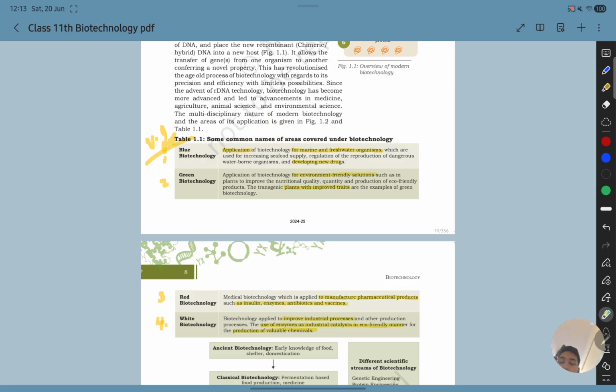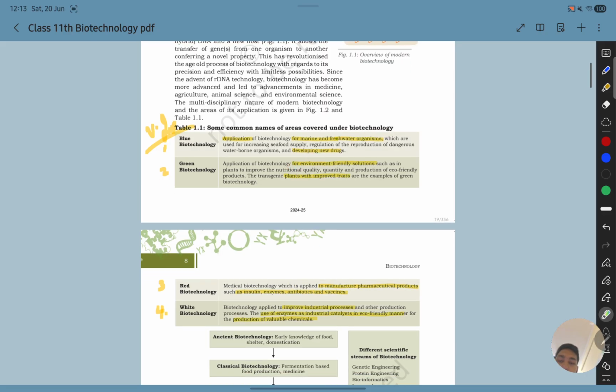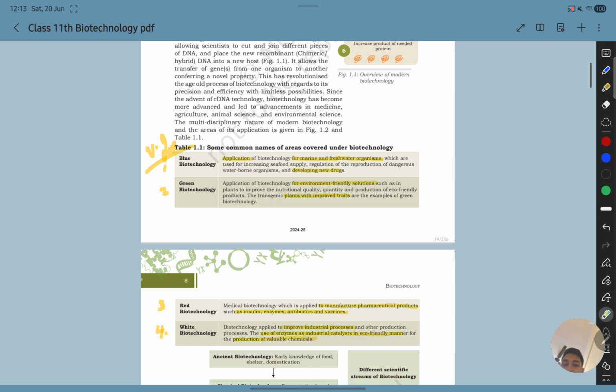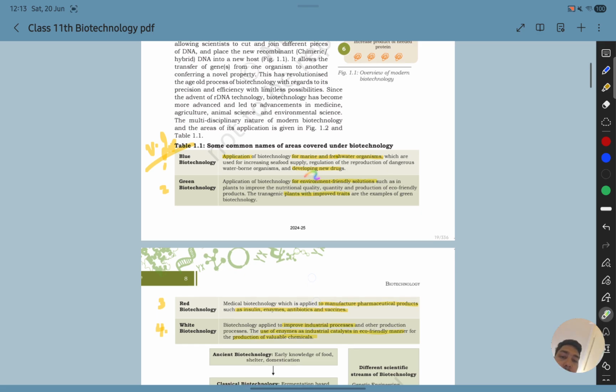Blue you can relate to marine life. This is the application of biotechnology for marine and freshwater organisms, and also in developing new drugs. If the question comes which biotechnology is useful for developing new drugs, we will always mark white, since drugs and white technology sound comparable. But no, we have to look in depth: blue biotechnology is for marine and freshwater organisms, seafood, dangerous waterborne diseases, but developing new drugs also comes under blue biotechnology.